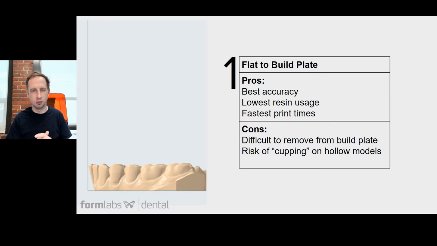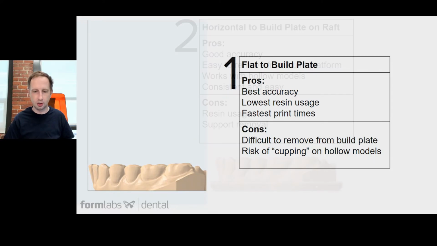Some of the cons: it's difficult to remove from the build platform. If you've ever removed a part printed flat to the build platform, it's hard to get off. I've broken a ton being in a rush. But a paint scraper works very, very well. I'll probably make some more content around what we recommend specifically for that, not for this video. And then lastly, risks of cupping on hollow models. I have a section at the end that talks specifically about cupping and how to prevent it.